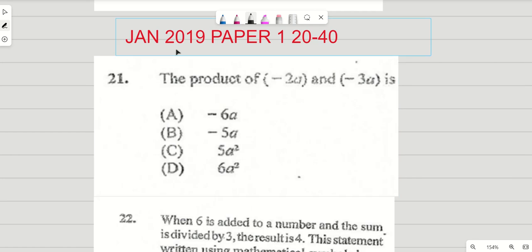Hi, good day. So today we'll be doing January 2019, paper 1, questions 21 to 40, or maybe a little bit more than 40, depending on how the question ends, right?